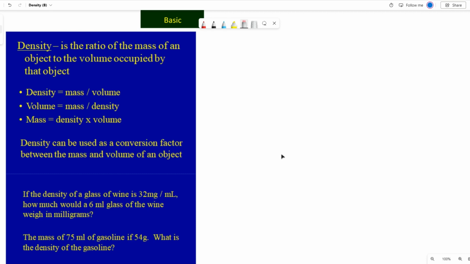So, what is density? Density is the ratio of the mass of an object to the volume occupied by that object. And if you're solving for density, the formula is density equals the mass divided by the volume of an object. There are three terms in density: this is just the symbol for density, there's the density itself, the mass, and the volume.